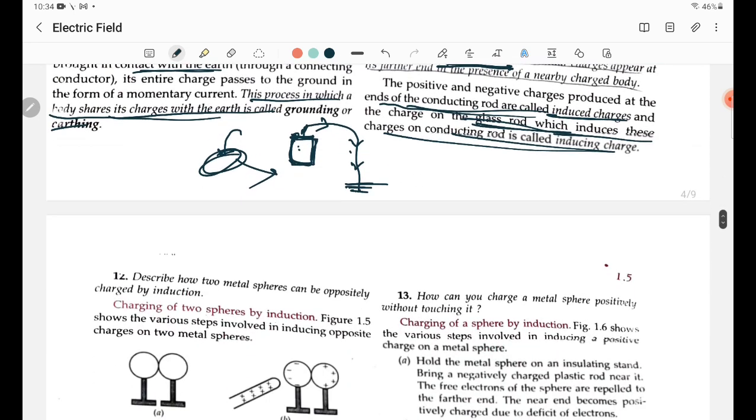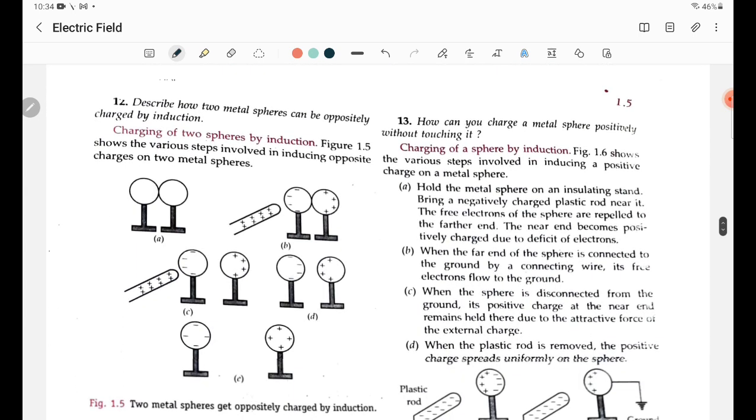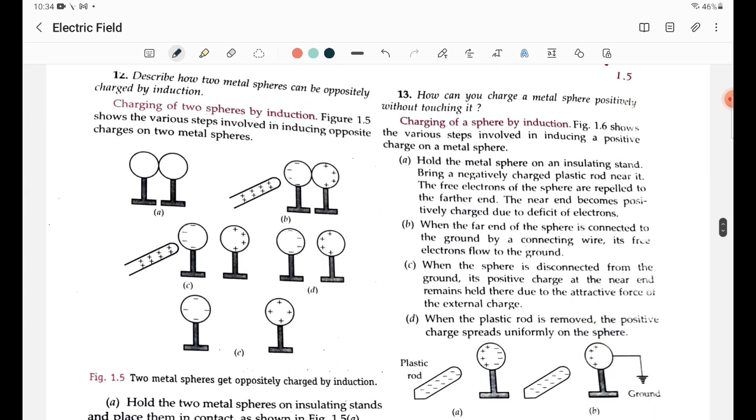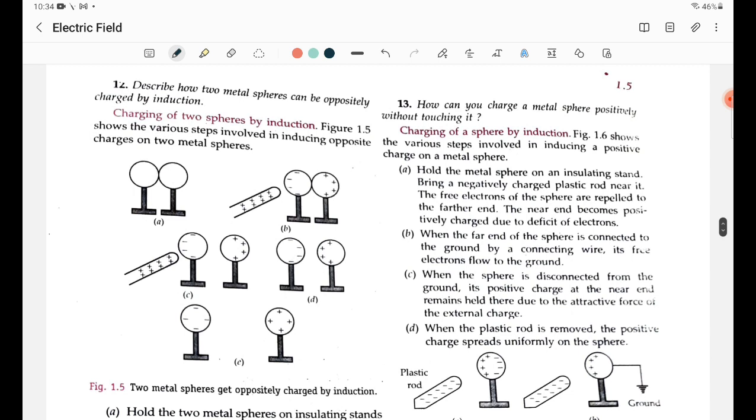Okay, now this one: two metal spheres can be oppositely charged by induction. Now we are charging two metal spheres. Again, these are insulating stands. Okay, they are in contact with each other. Now I am bringing a positively charged glass rod towards them.